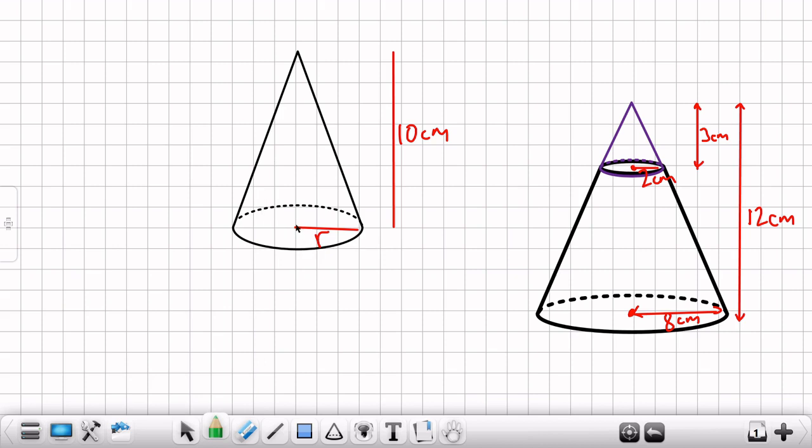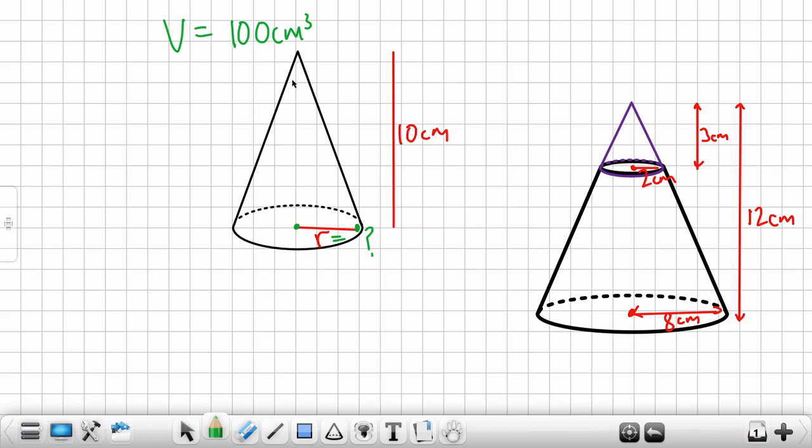The only thing that's missing is the radius. Let's say the volume of this cone is given to you. The volume happens to be, let's say, 100 centimeters cubed. We want to work out the radius of the base, the circle.